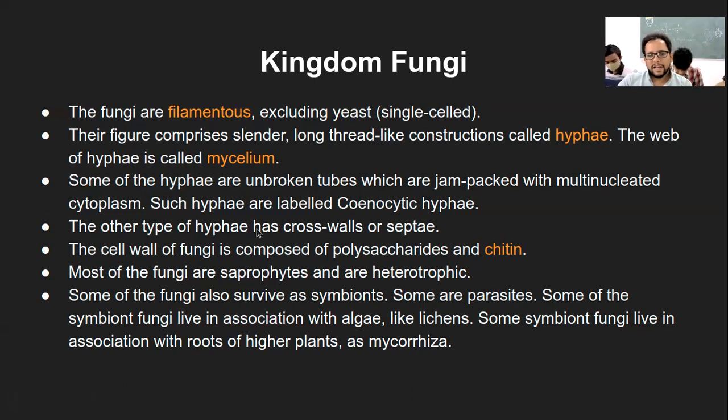So the other type of hyphae, which has cross walls or septa: there is something called multinucleated hyphae, and there is something called septate hyphae. Septate means there is a septum, or a kind of section or partition, and that type of hyphae will be called septate hyphae. So coenocytic and septate. I hope these parts are clear to you.